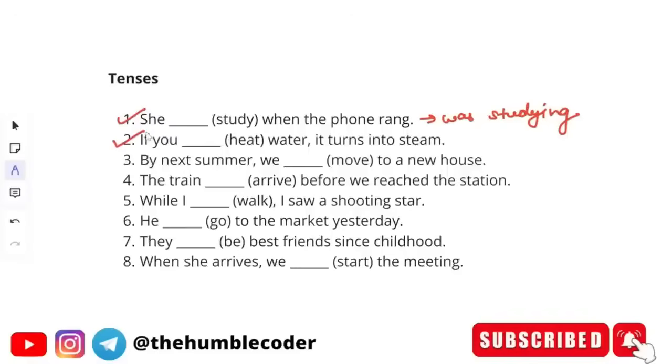Let's move on to the second question. If you heat water, it turns into steam. So the correct answer will be: if you heat water, it turns into steam. So this word itself is fine.